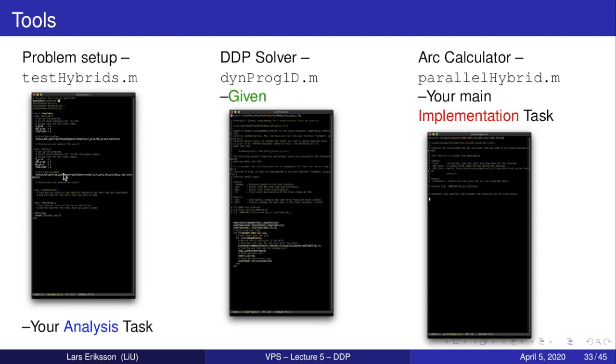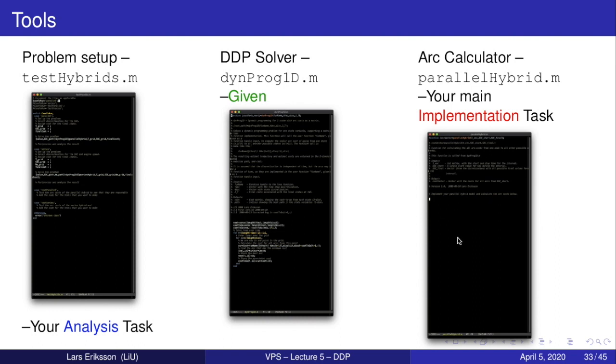Coming to the tools, the problem setup is done in the script test hybrids that sets up the problem, and then it calls this dynamic programming 1D, and this one is given. This one you will not make any changes in. Your main implementation task is in this empty spot. This is where you will implement your complete vehicle model. Using that vehicle model, you will do computations for the fuel economy. And finally, you will check that it fulfills the constraints. Then you will return that information to this dynamic programming skeleton that will ask you for the next one.